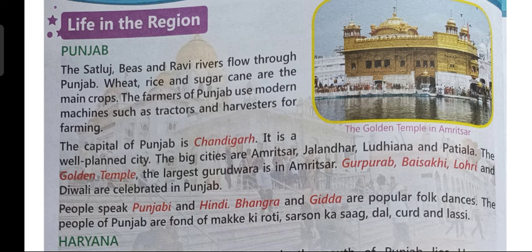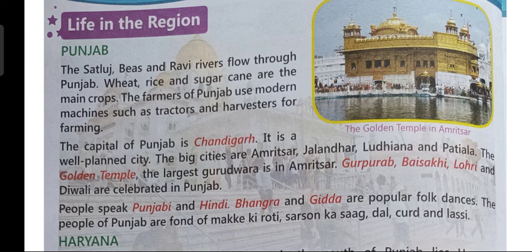So, children, rivers like the Satlaj, Beas, and Ravi flow through the state of Punjab. And children, what are the main crops grown in Punjab? So the main crops grown in Punjab are wheat, rice, sugarcane. All these are the main crops grown by the farmers here. Now children, the farmers use modern and latest machines such as tractors and harvesters for farming.